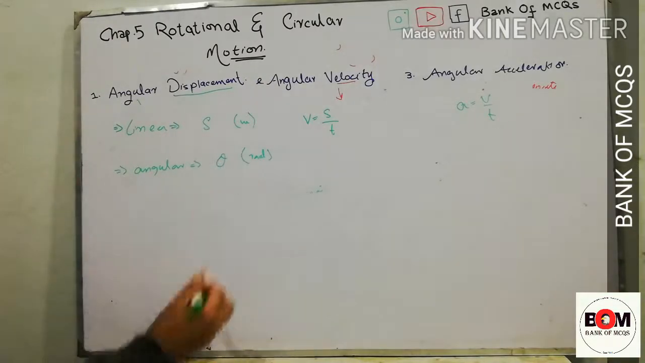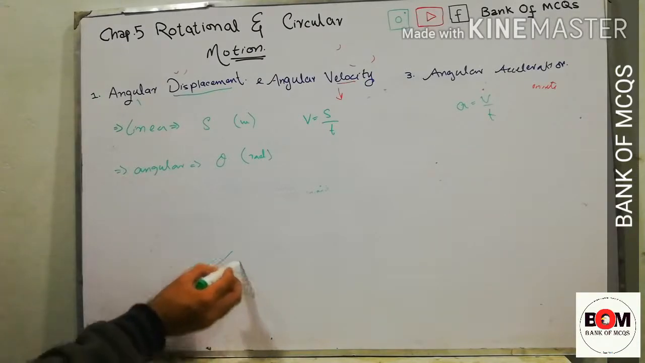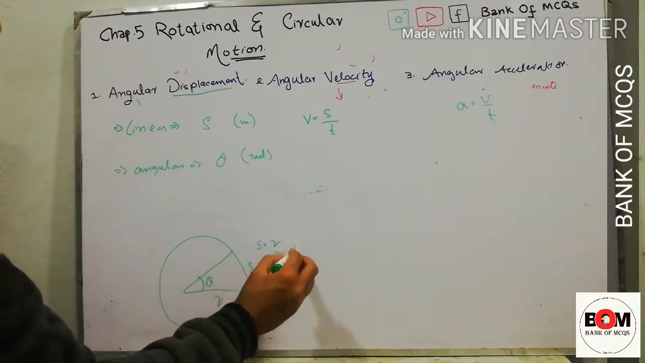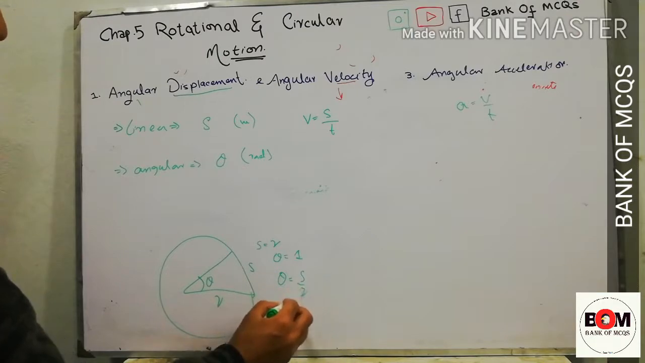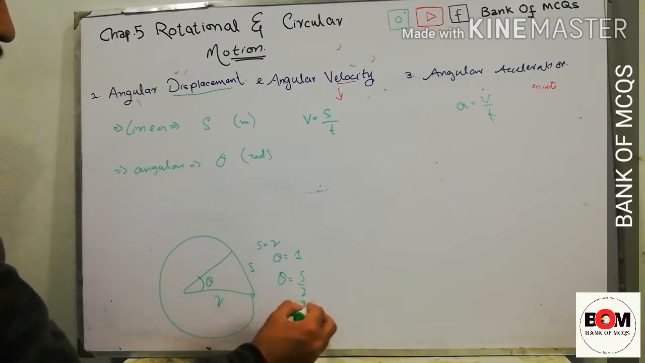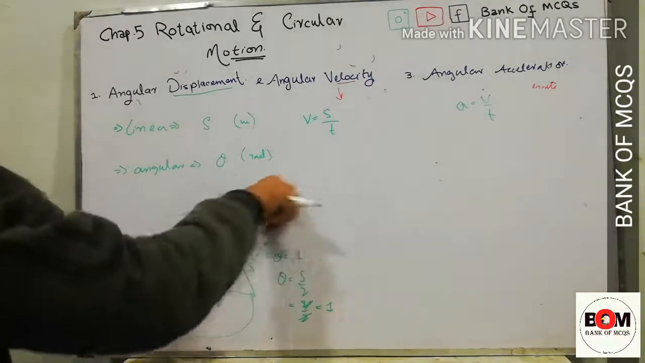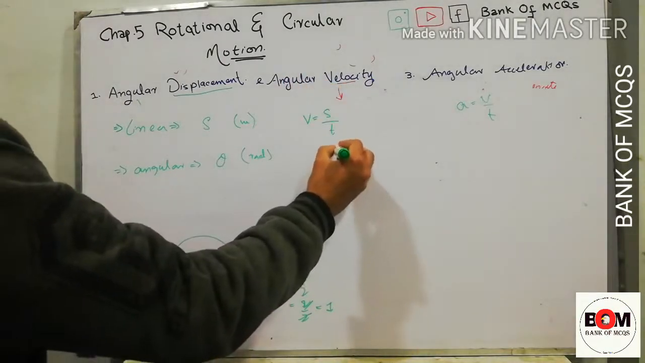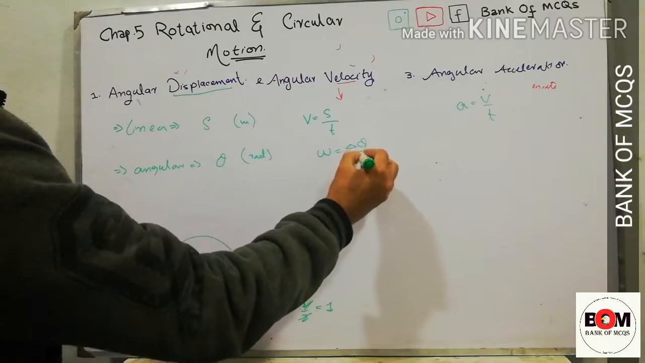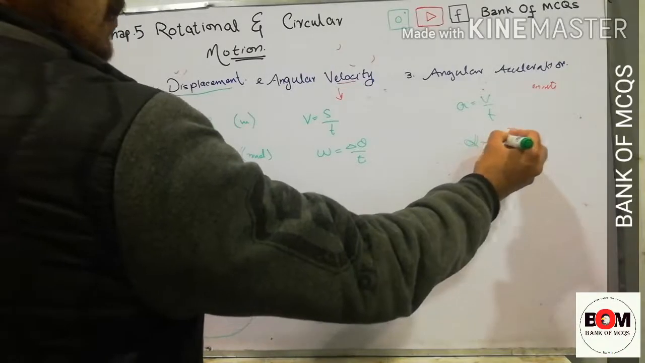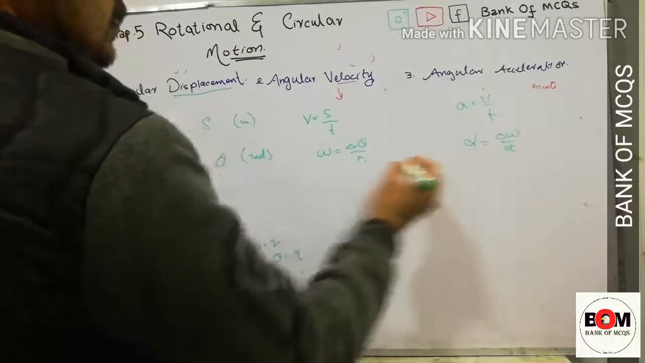Now how much will 1 radian be? If this is the angle theta, and this is the radius, and the distance measured is s, if s is equal to r, then theta is equal to 1, because theta is equal to s divided by r. So if s is equal to r, then r divided by r is equal to 1. So the angular displacement will be 1 radian. Now angular velocity is the rate of change of angular displacement, and the angular acceleration is the rate of change of angular velocity.